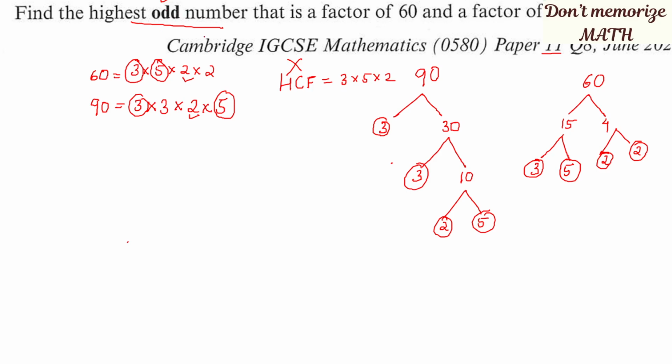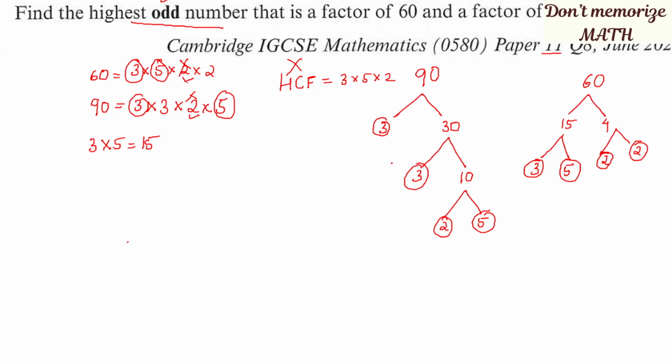So it is an odd number, so you cannot choose 2. So you can just take 3 and 5. So the highest odd number that is a factor of 60 is 3 times 5, that is 15. So the answer is 15. Okay, I hope it is clear. I hope you see why we didn't take 2.